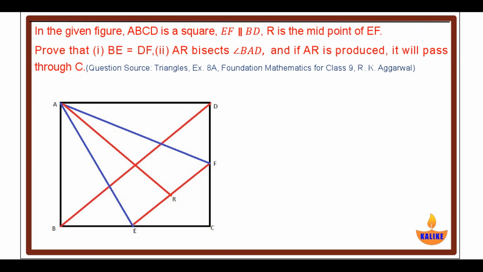In the given figure, ABCD is a square, EF is parallel to BD, R is the midpoint of EF. Prove that BE is equal to DF. AR bisects angle BAD. So, ಜಾಮೆಟ್ರಿಲಿ ಈ ಥರ ಪ್ರೂಫ್ ಕ್ವಶನ್ಸನ್ನು ಕೇಳಿದಾಗ ಫಸ್ಟು ಗಿವನ್ ಅಂತ ಬರ್ಕೊಳ್ಳಿ.